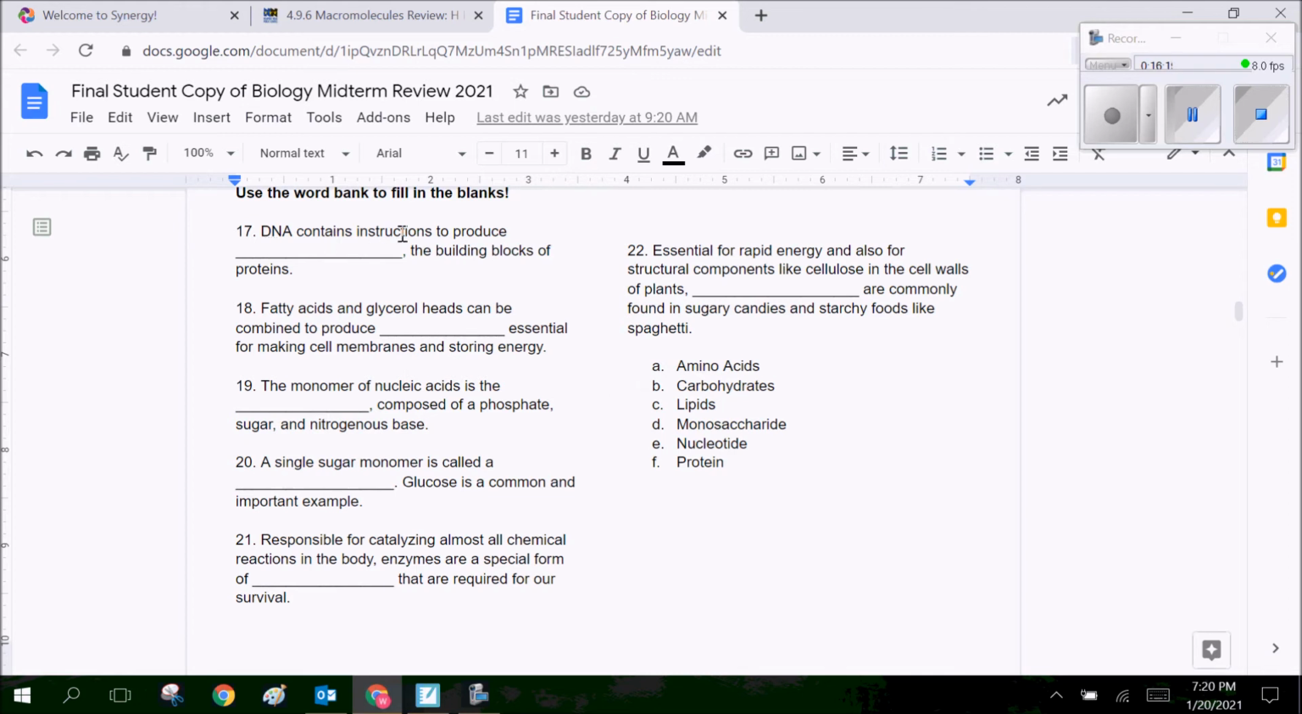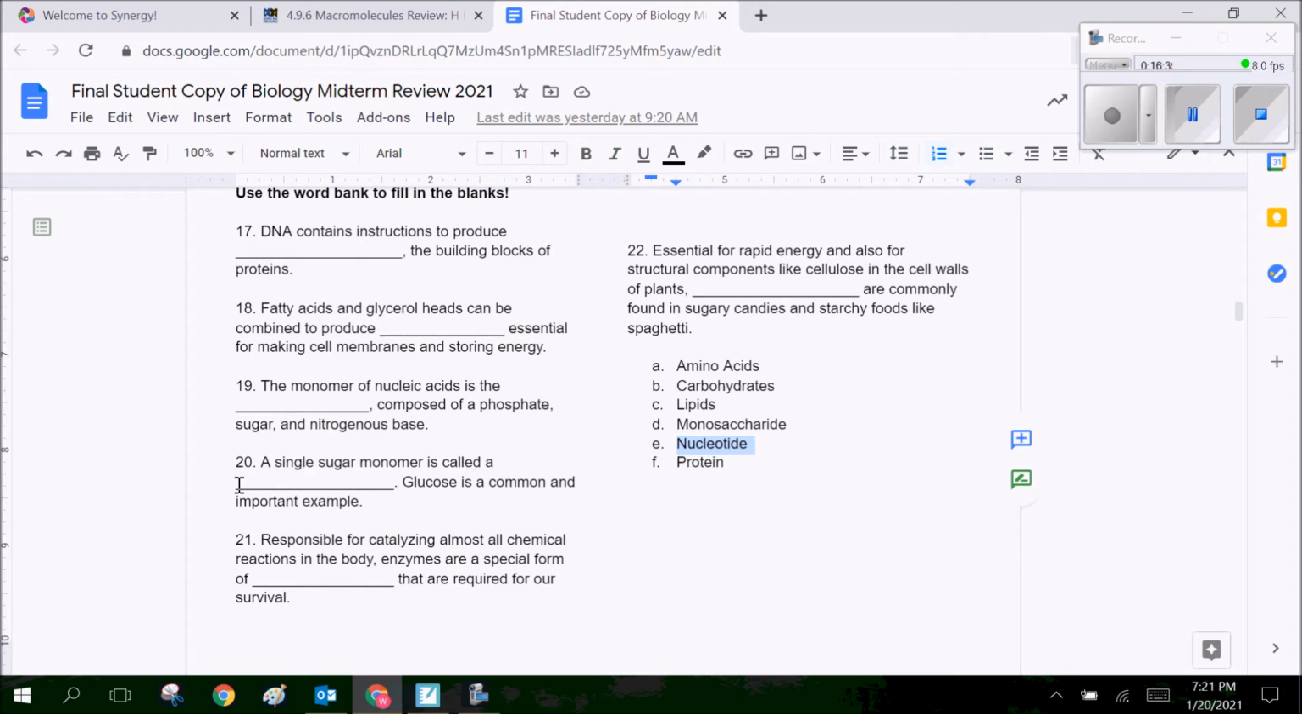DNA contains instructions to produce blank, the building blocks of proteins. The building blocks of proteins are amino acids. Fatty acids and glycerol heads can be combined to produce essential for making cell membranes. Those are lipids. The monomer of nucleic acids is the nucleotide, composed of phosphate, sugar, and nitrogenous base, so nucleotide.